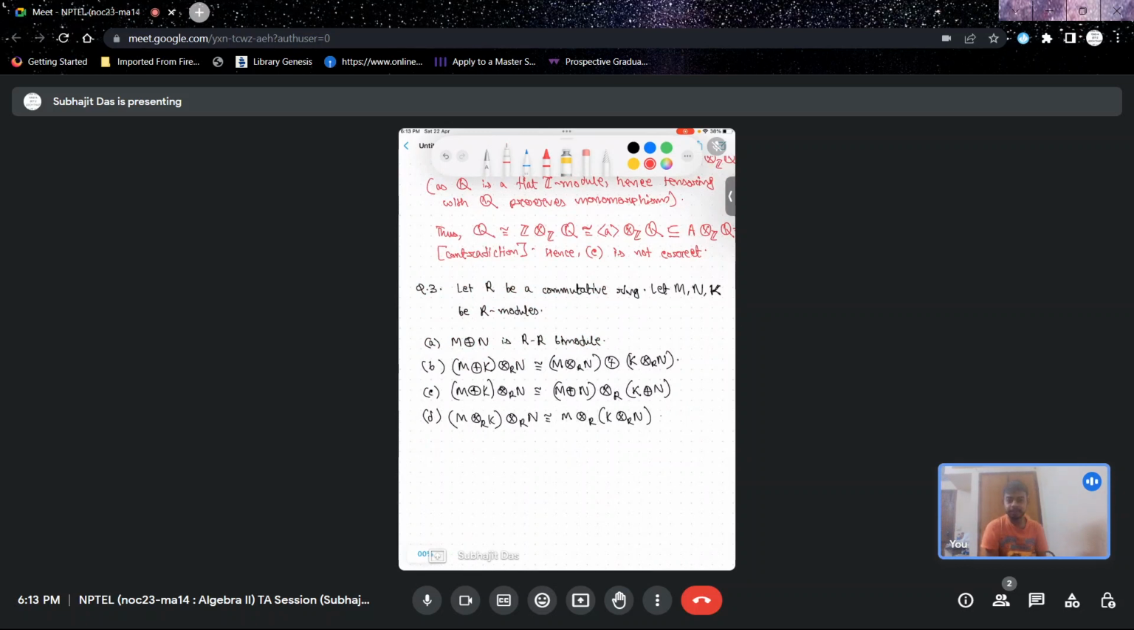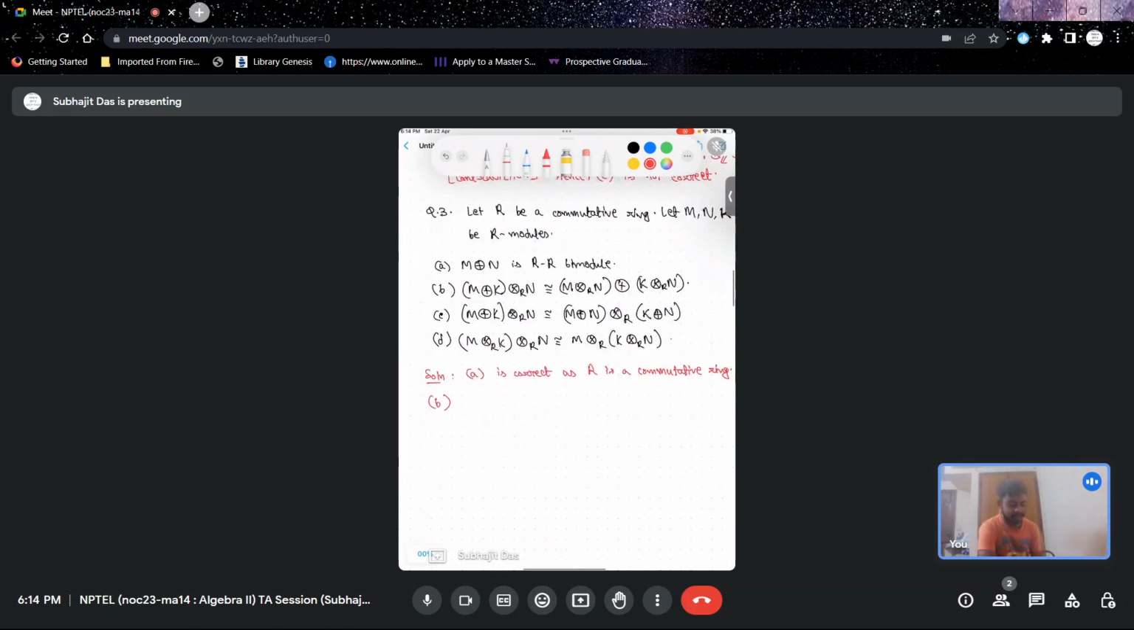So let R be a commutative ring, let M and K be R modules. Then which of the following are correct? So first of all, again as usual, option A is correct, as R is commutative. Every R module is an R-R bimodule. So this is done.